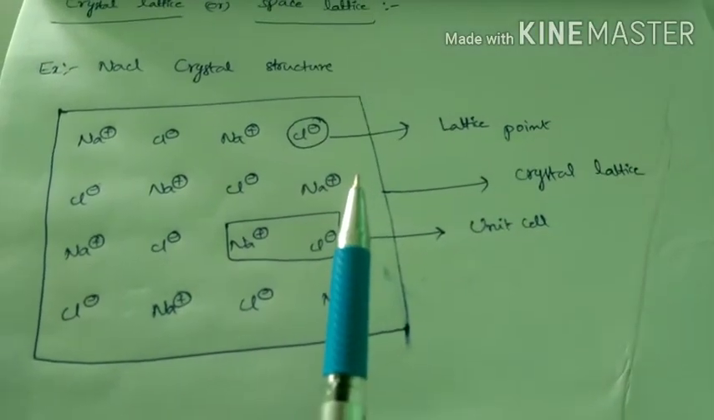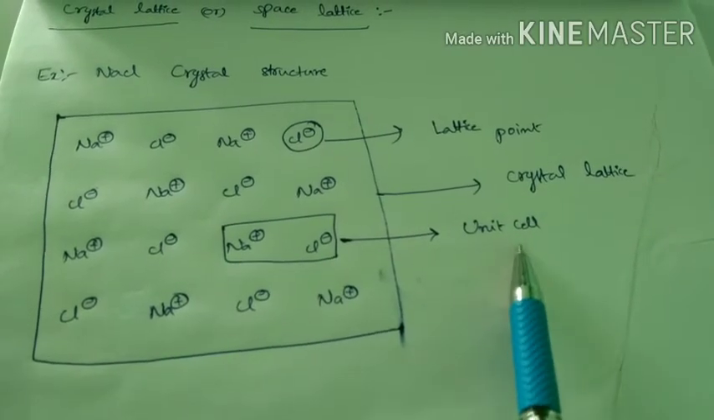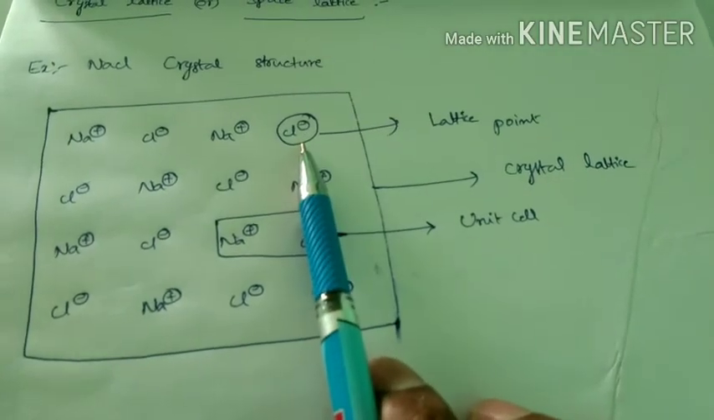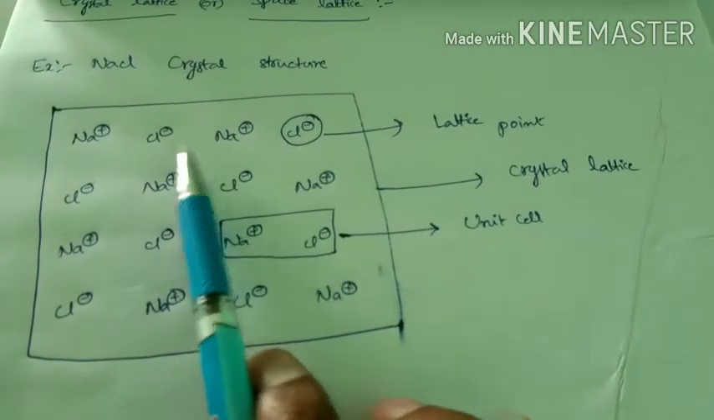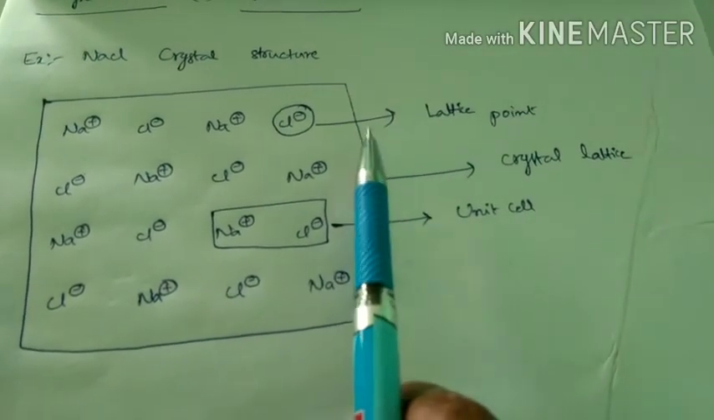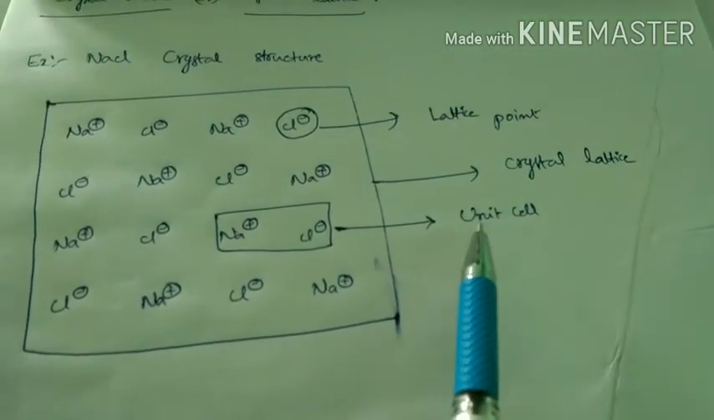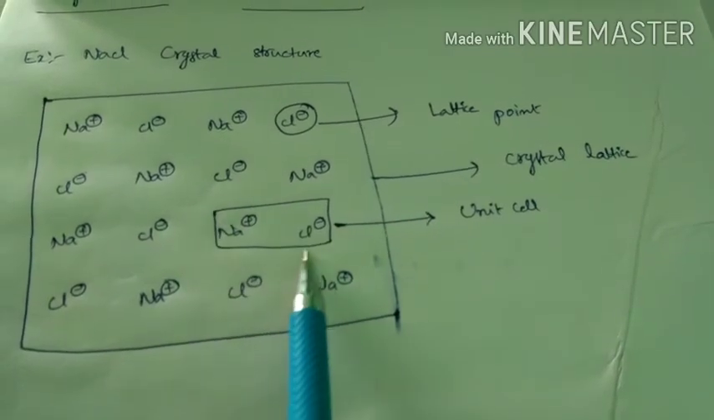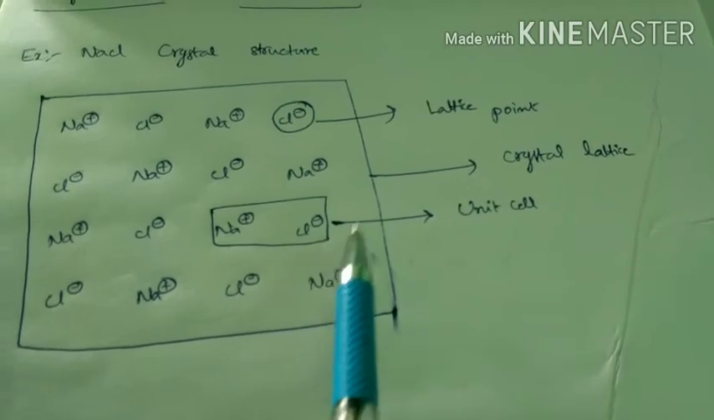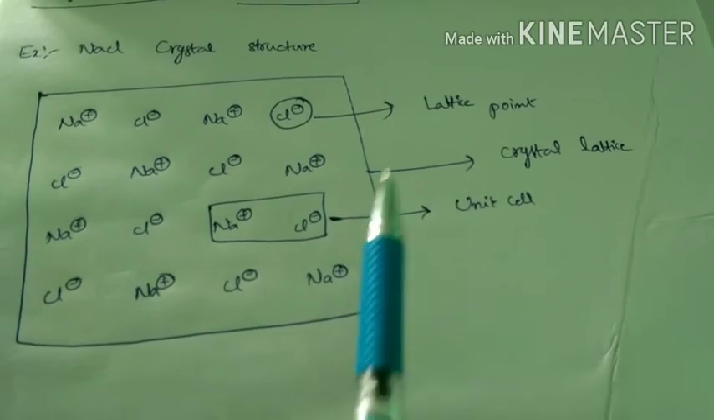So here three definitions are there. First one is lattice point, second one is crystal lattice, third one unit cell. What is the definition of lattice point? The position of particles in 3D crystal. That means each particle is considered as lattice point. The position of particles in 3D crystal is called lattice point. What is the definition of unit cell? The smallest repeating unit in the 3D crystal is called unit cell.